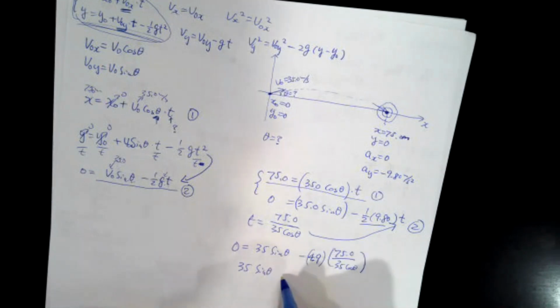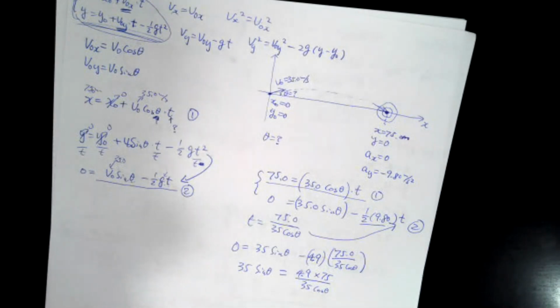35 sine theta equals 4.9 times 75 over 35 cosine theta, these two equal to each other, okay? All right, now you can multiply both sides by 35 cosine theta, okay?